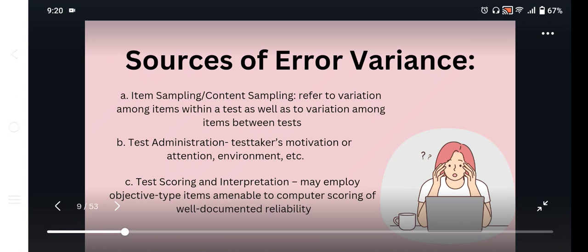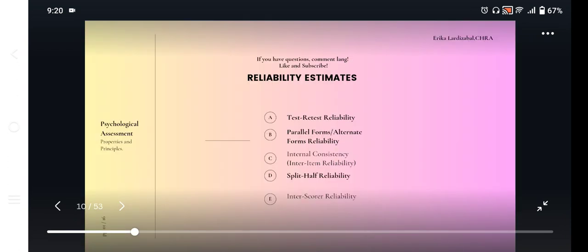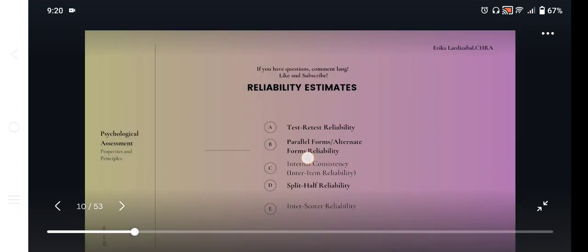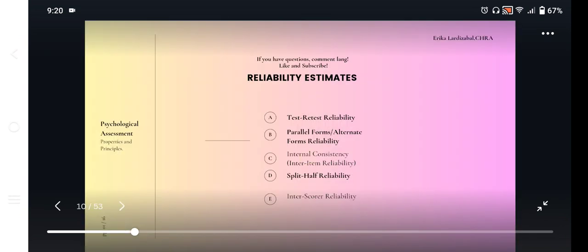We have 5 topics here: the test-retest reliability, parallel form, internal consistency, split-half reliability, and inter-scorer reliability. Okay?